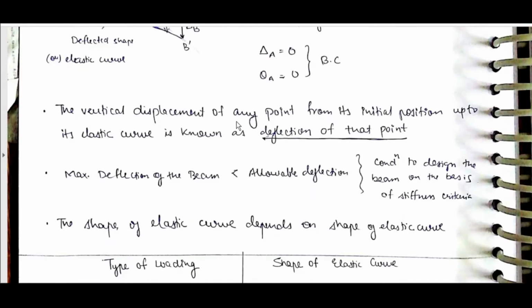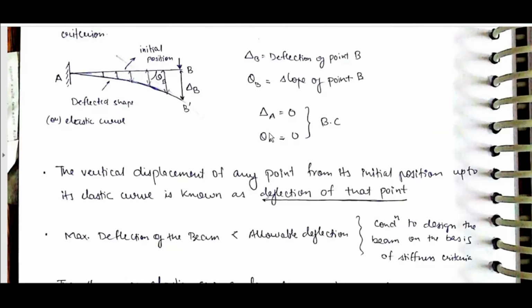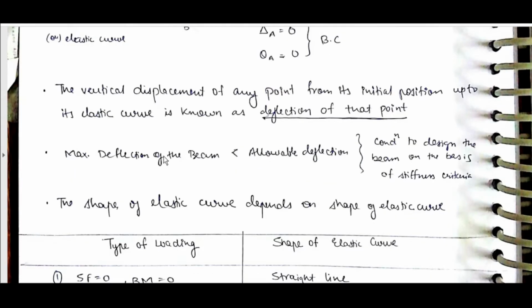Vertical displacement of any point from its initial position up to elastic curve is known as deflection. That means this P P dash. Maximum deflection of beam should be less than allowable deflection, the condition to design the beam on basis of stiffness criteria.